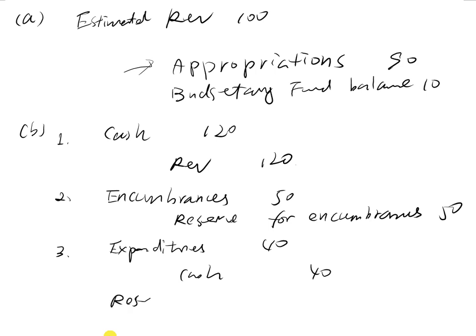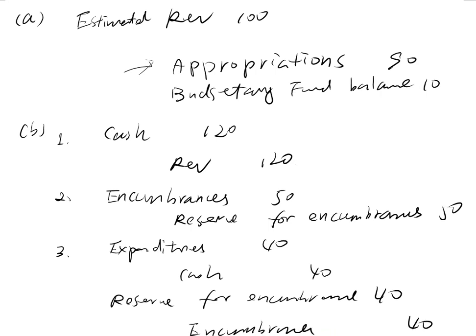Debit reserve for encumbrances 40 and credit encumbrances 40. So the net result is the 40 of encumbrances turns into my expenditures. Expenditures also reduce my future spending. Expenditures reduce my appropriations. Encumbrances also reduce my appropriations. So after transaction 3, my remaining balance to spend will still be 40.